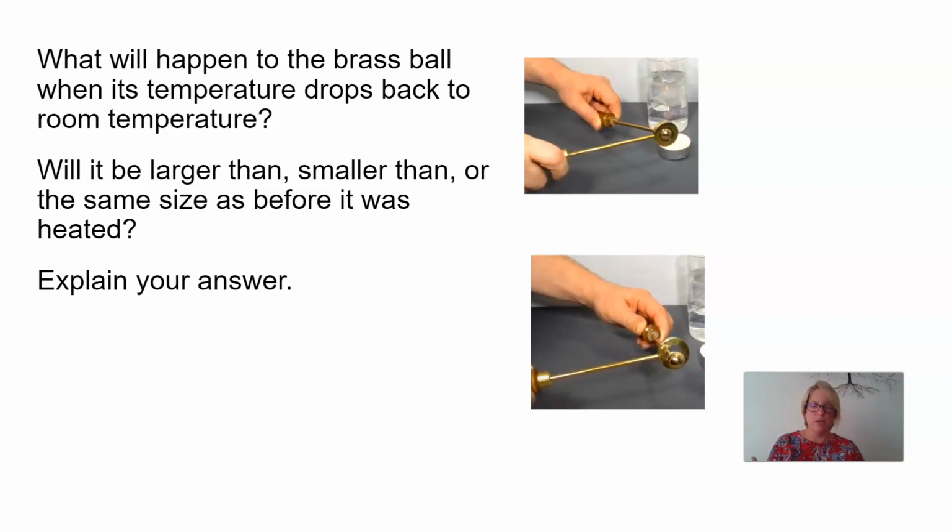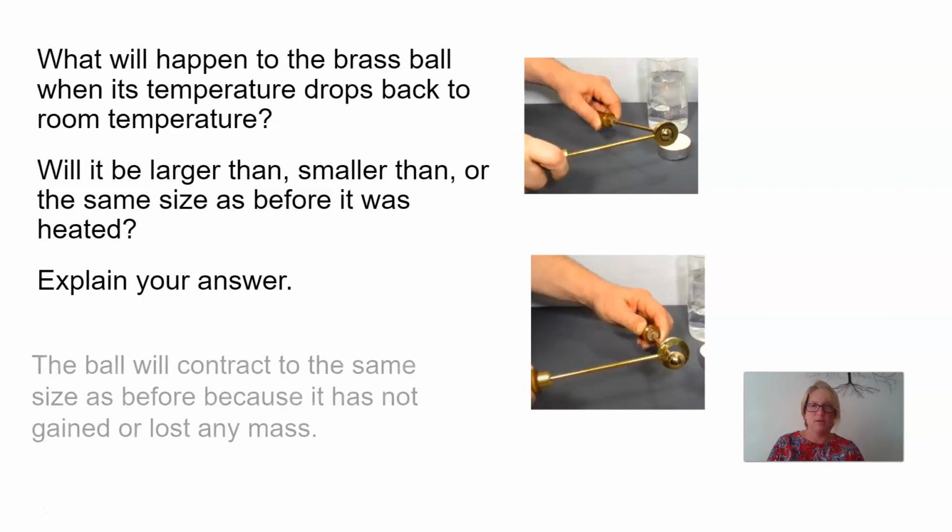So if we think back to the video, when it was heated, the ball couldn't get through the ring. And then after a few minutes, after it cooled down, the ball was able to get through the ring. So does that mean the ball changed size, changed mass? So the ball will contract to the same size as before because it has not lost or gained any mass. So it's just contracted. So that means when we heat the ball up, it expanded, and when we cool the ball down, it contracts.